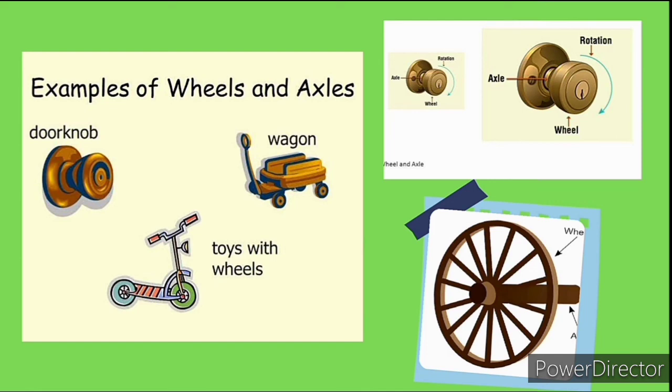We have toys with wheels, wheels found in the car tire. We have wheels found in the steering. We have door knobs. You can see the wheel and the axle.